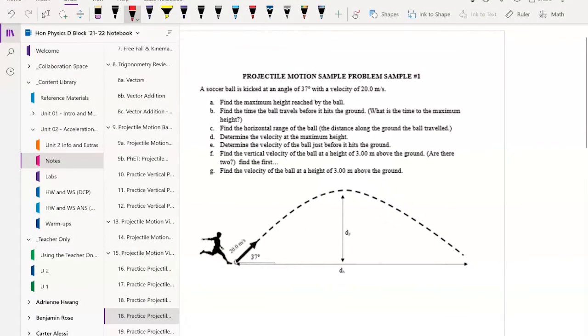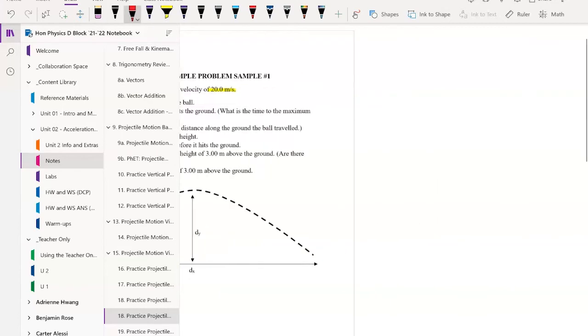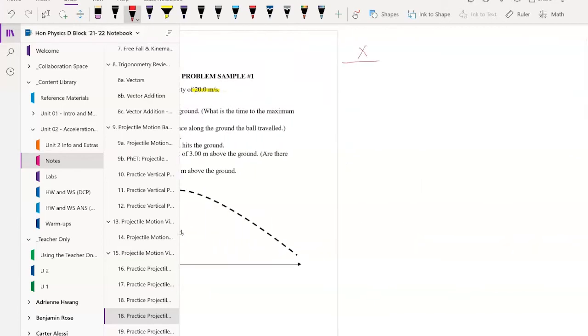It's a soccer kick. It's kicked at an angle of 37 degrees with a velocity of 20 meters per second. That means its actual velocity, as shown here, is 20 meters per second, and there's its angle. What we need to do first, before we even dig into this, is figure out its x and its y velocity. So let's look at its x, and let's look at its y.